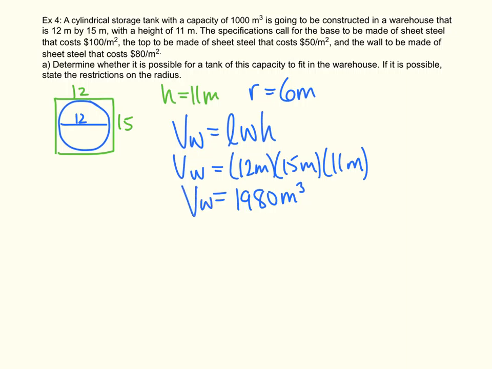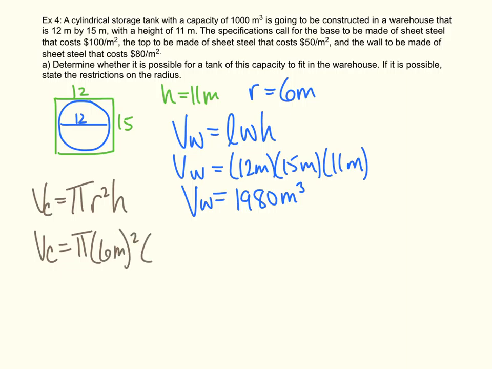Okay, so now let's go ahead and find the volume of the cylinder. If you remember, the volume of a cylinder is pi r squared h. That formula makes sense because it's really the area of the circle times the height. And so now we can plug in values for this. So we have 6 meters squared, and we have a height of 11 meters.